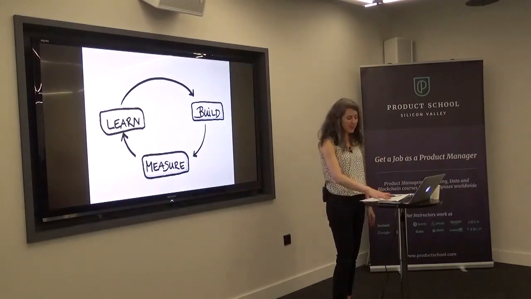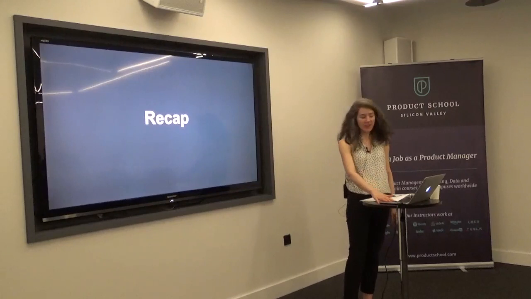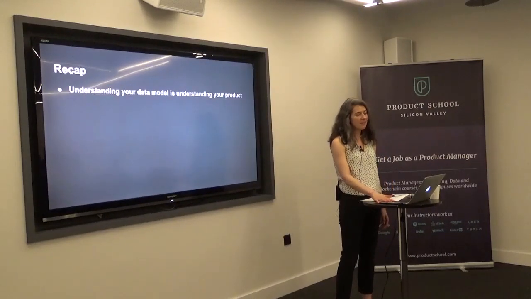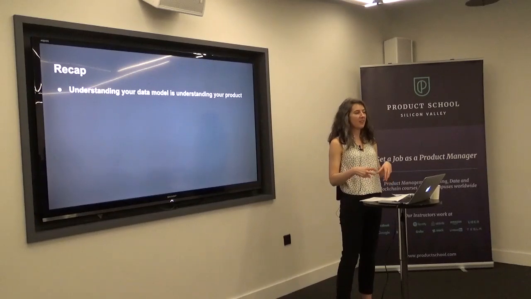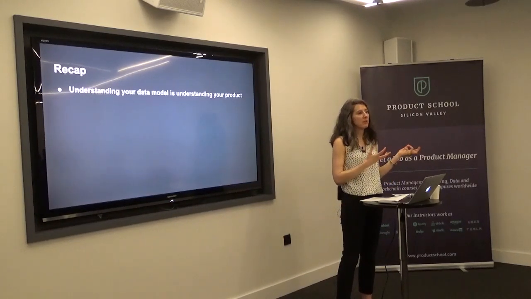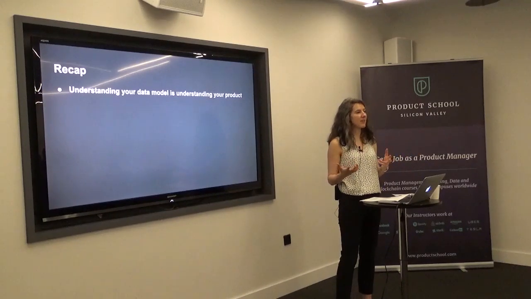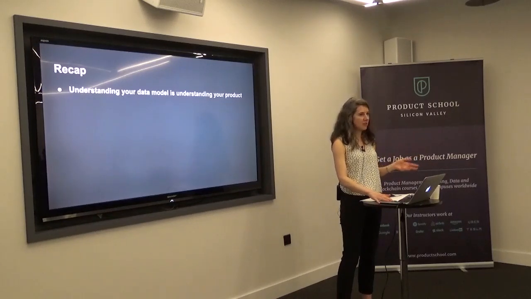So just coming back to recap some of the things that we've gone over. I just want to say understanding your data model is understanding your product. And this goes all the way from understanding the primary attributes, the things that are required for your product, as well as maybe some of the secondary attributes like tracking and behavior and things like that.